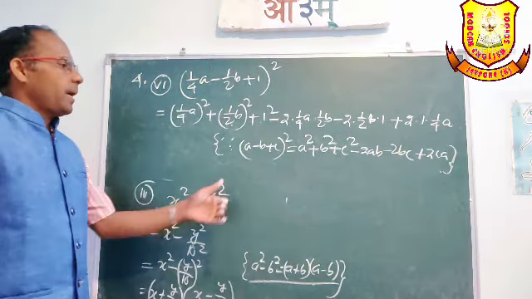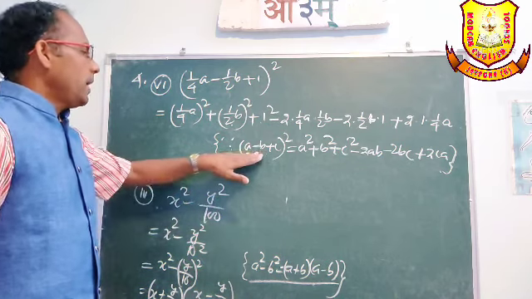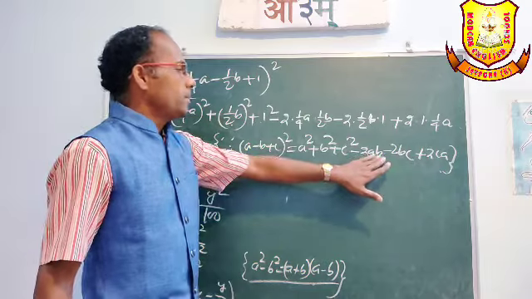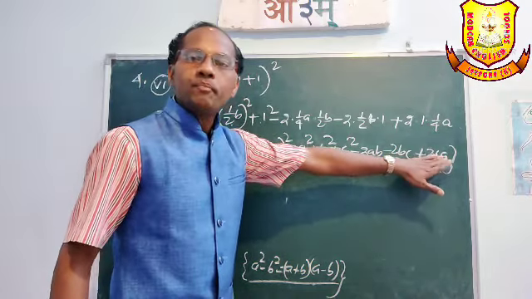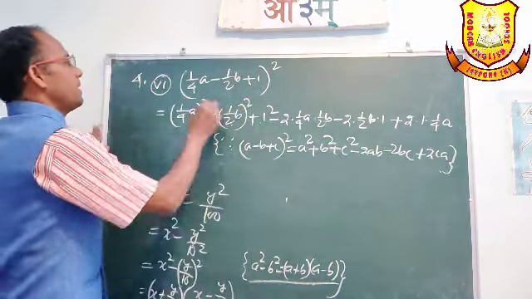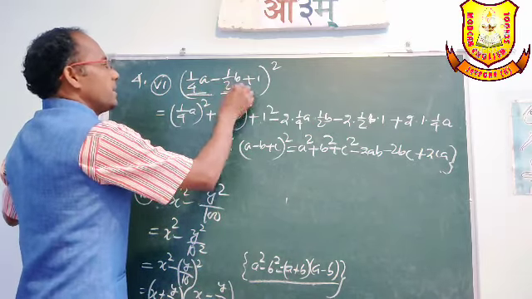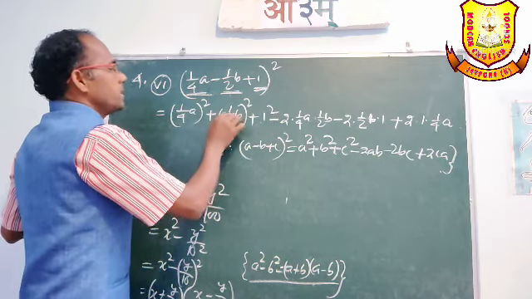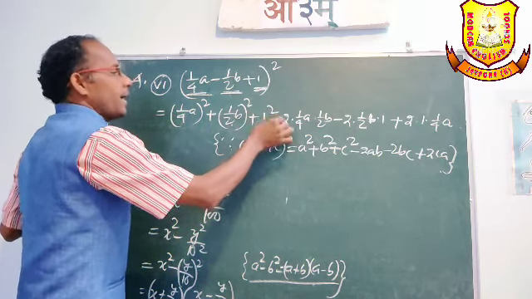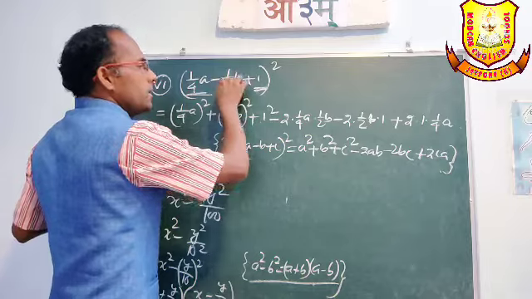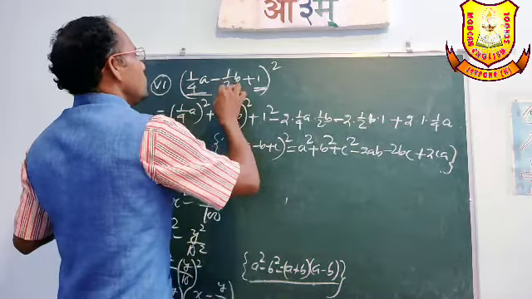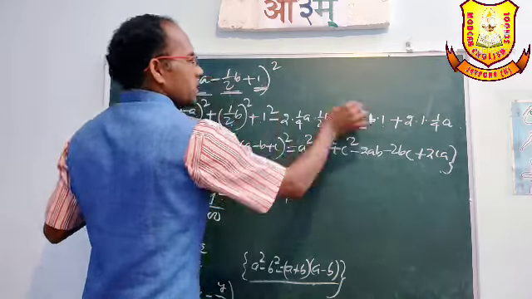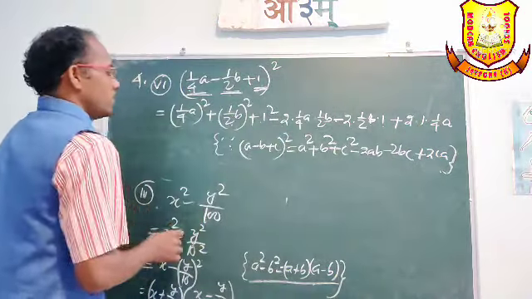Okay, this is the formula applied. So (a − b + c) whole square equals a square plus b square plus c square minus 2ab minus 2bc plus 2ca. So the same formula is applied here. Now we have to simplify.